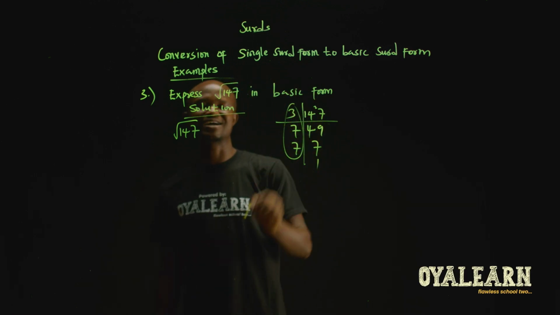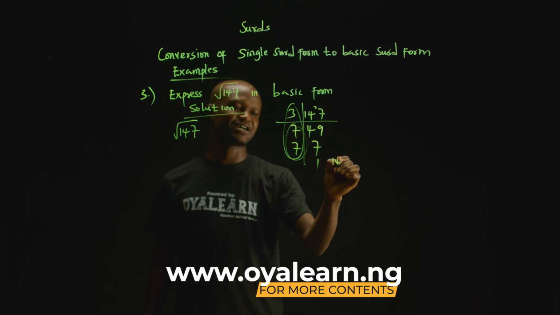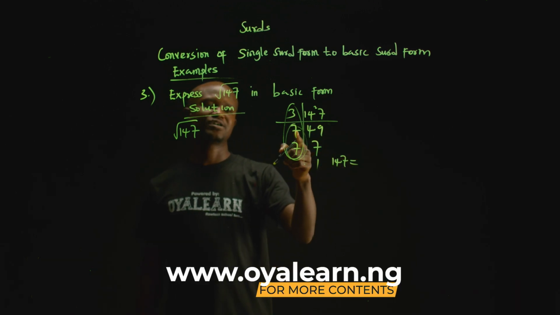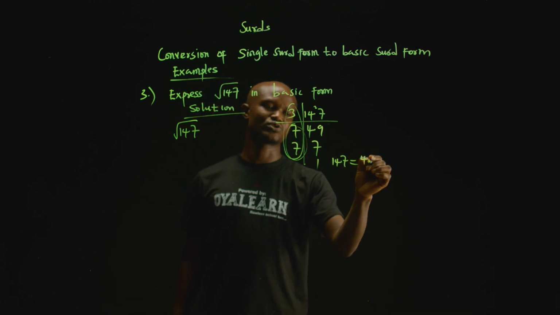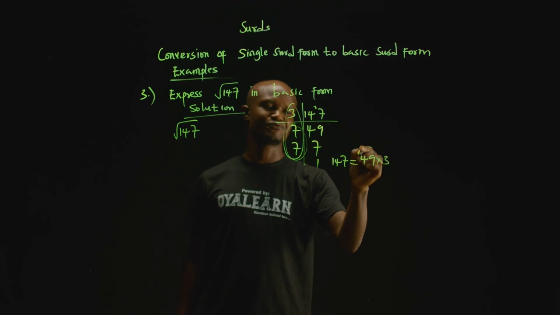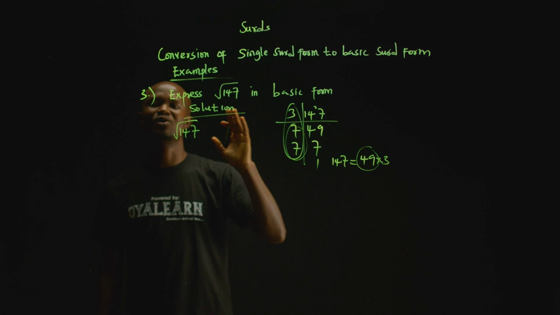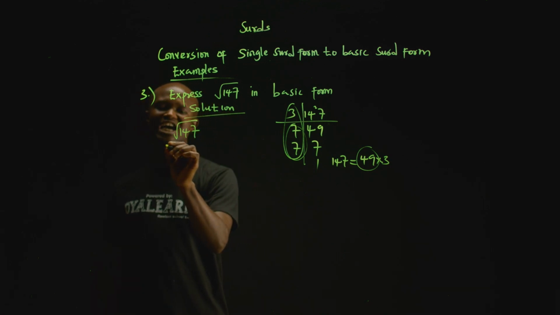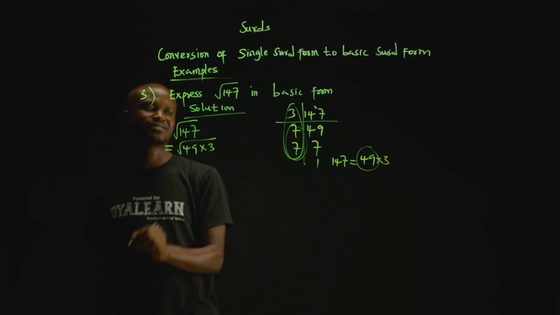So in this case, we can see by pairing approach, we can say that 147 will give us the same number, 7 times 7, that is 49. So this is 49 times 3. 49 is the highest perfect square number we can have in 147. So we can now express this as 49 times 3.